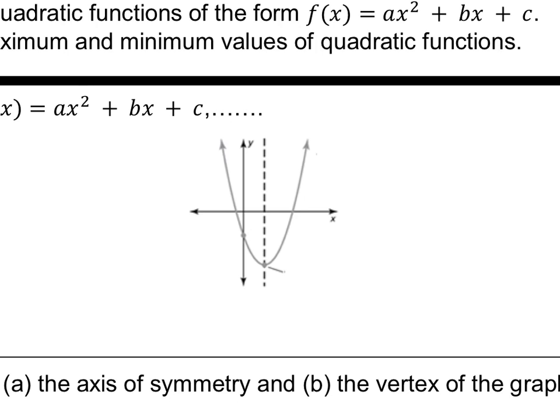So if I look at this point, right where the graph turns and changes directions, that's called the vertex of the graph. So the graph, wherever it changes direction, is called the vertex. And then the axis of symmetry goes directly through the vertex, and it cuts the parabola symmetrically in half.